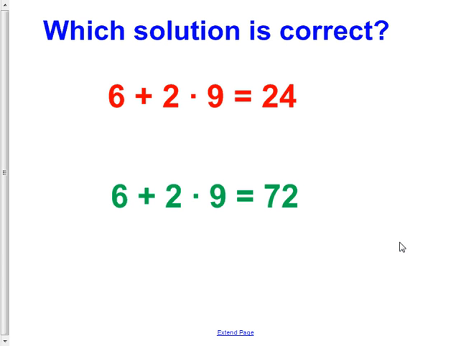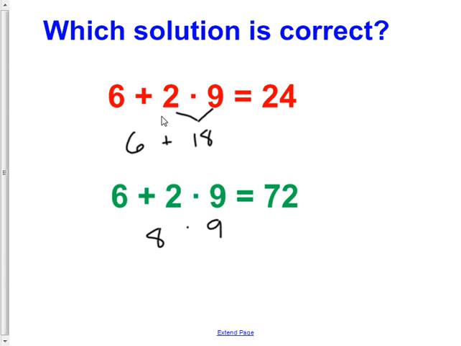If I do, for example, 6 plus 2 is 8, and 8 times 9 is 72. That's how I could look at this problem and get an answer of 72. Another way I could look at this problem is say 2 times 9 is 18, and 6 plus 18 is 24. Okay? Same problem, two different answers.